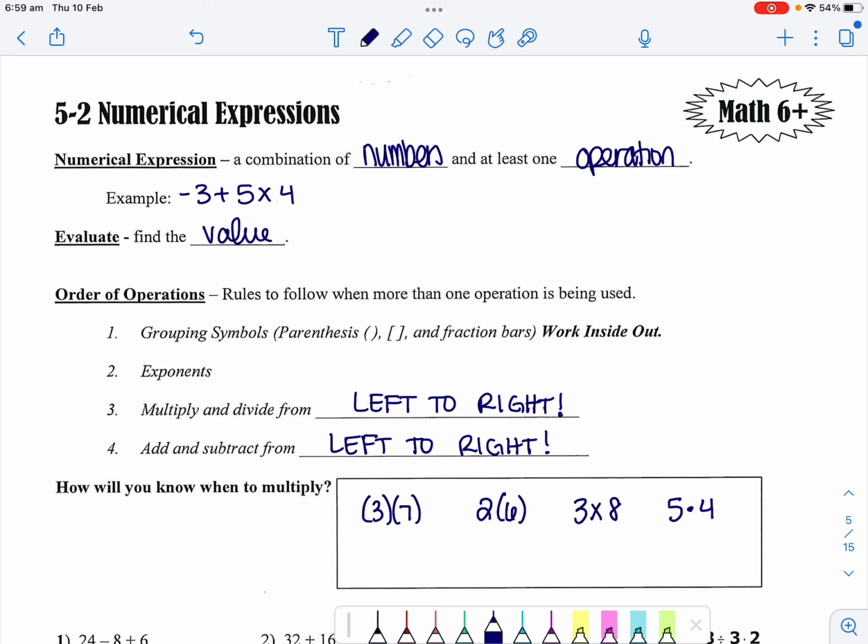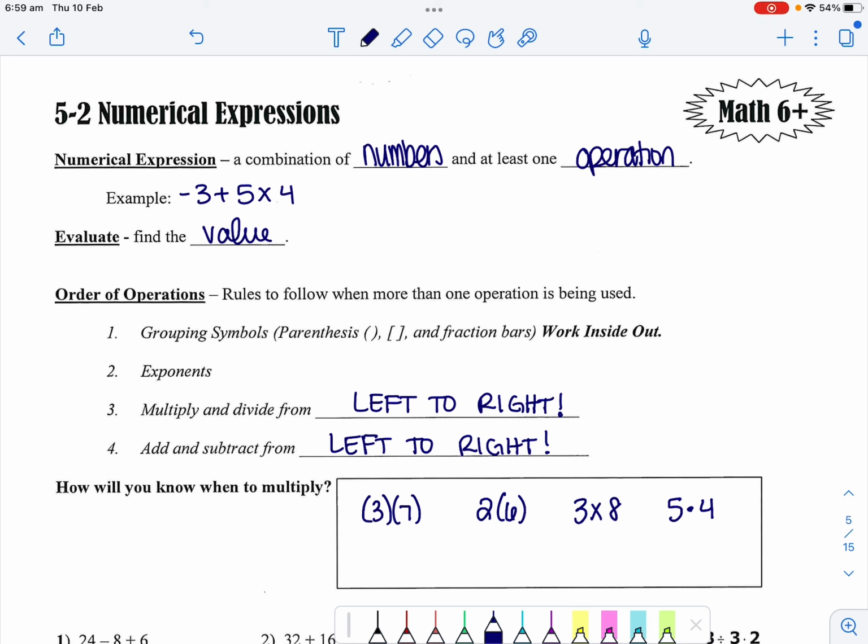So step 1, are there any grouping symbols? Are there any parentheses? Are there any brackets? Are there any fraction bars? Number 2 is, are there any exponents to be evaluated? And we talked about exponents yesterday, that repeated multiplication.